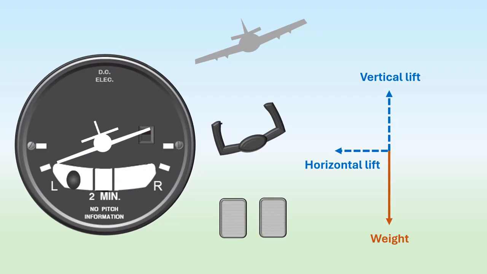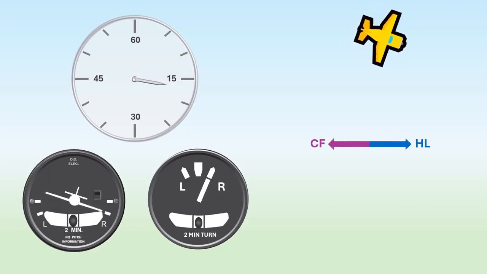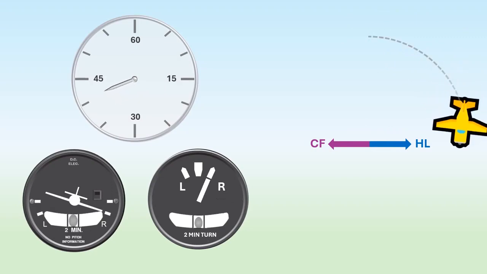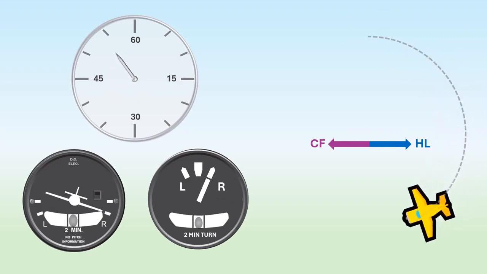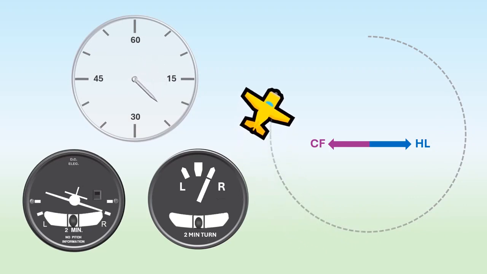Right now, let's focus on how to use the instrument to coordinate turns by considering only the horizontal lift and its counterpart, the centrifugal force. To counteract that horizontal lift, you need to step on the ball, which means tapping on the rudder pedal on the same side as the ball is positioned in the clinometer's tube. When a turn is coordinated, the centrifugal force balances the horizontal lift, keeping the ball centered between the reference lines. And the aircraft's nose aligns with the flight path. Keep in mind, you may need to adjust the bank angle to maintain a constant rate of turn.